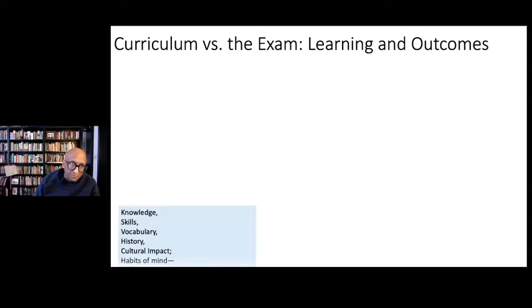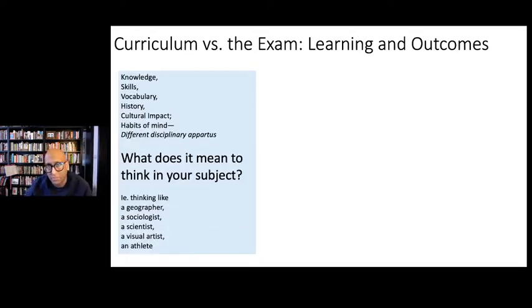Okay. Now we're going to talk about the curriculum versus the exam. So what is the curriculum? The knowledge, the skills, the vocabulary, the history, the historical and cultural import of your subject, and the habits of mind, so the disciplinary apparatus. That sounds really fancy, but what I mean is: what does it mean to think in your subject? What does it mean to think differently as a geographer, a sociologist, a scientist, a visual artist, an athlete? These are the things that constitute your subject's curriculum, and particularly the habits of thought.